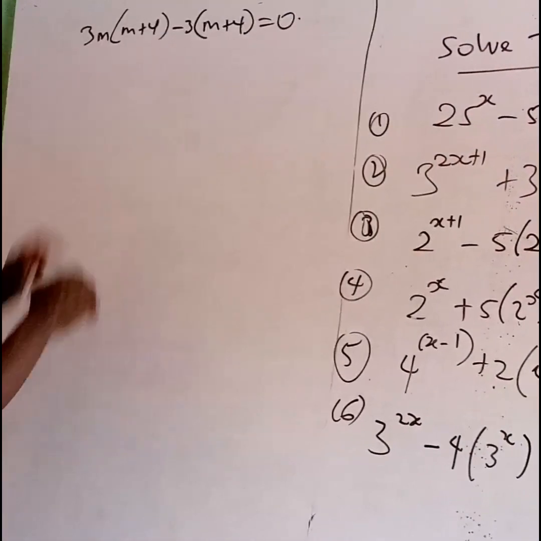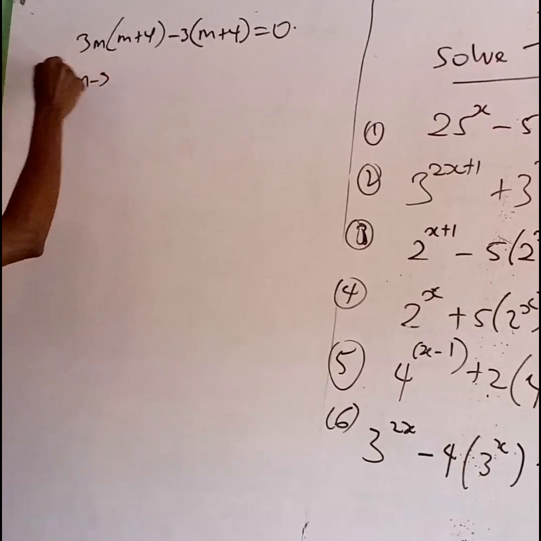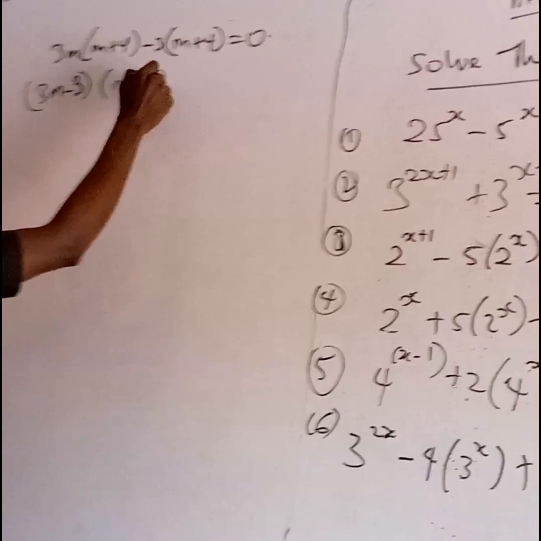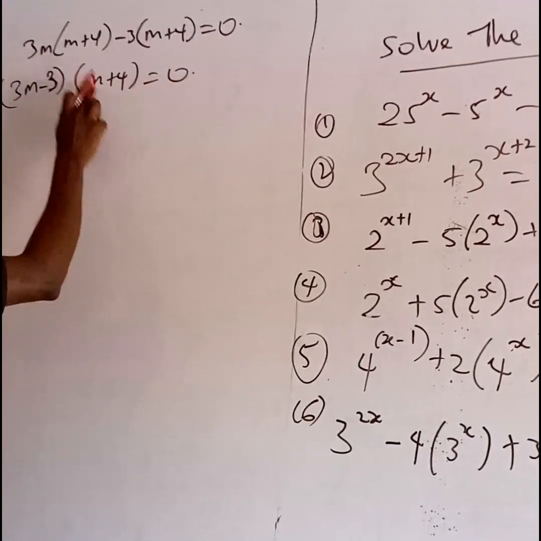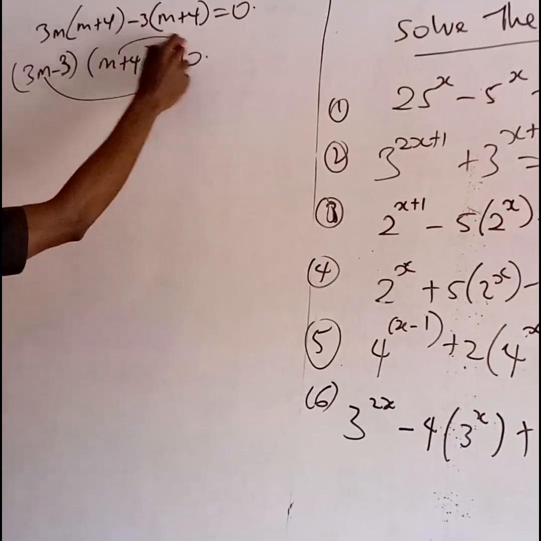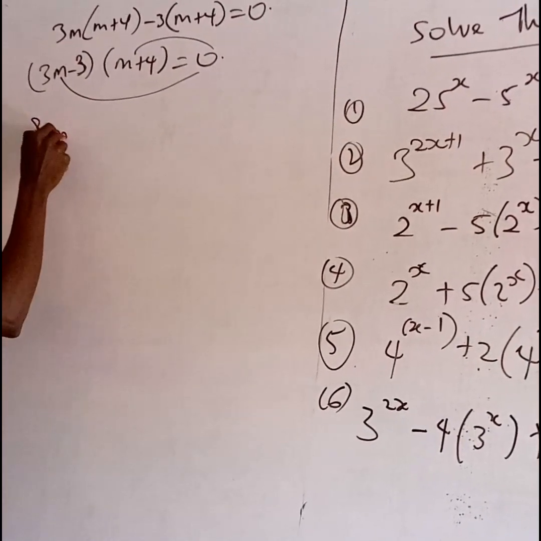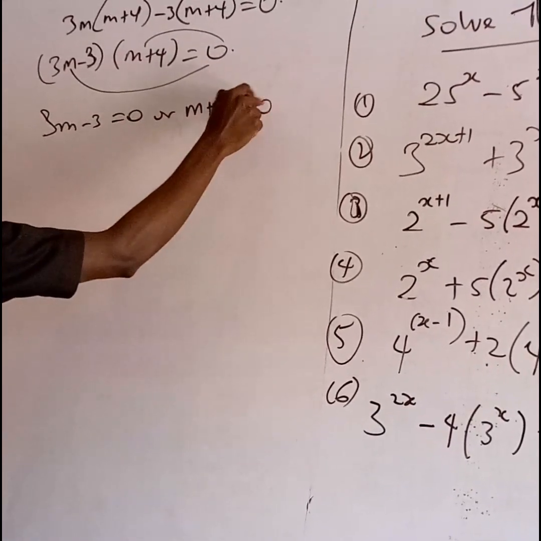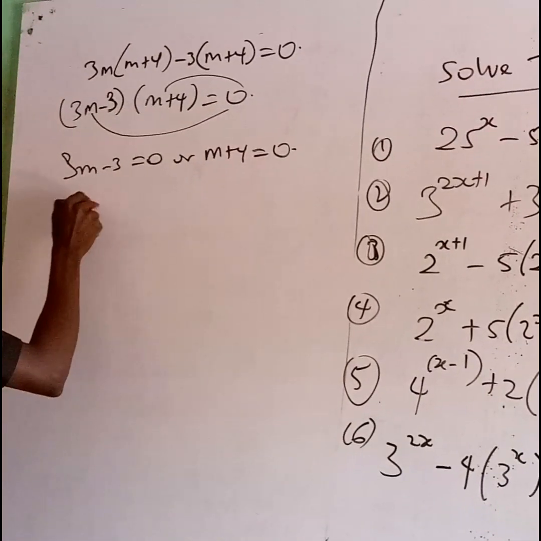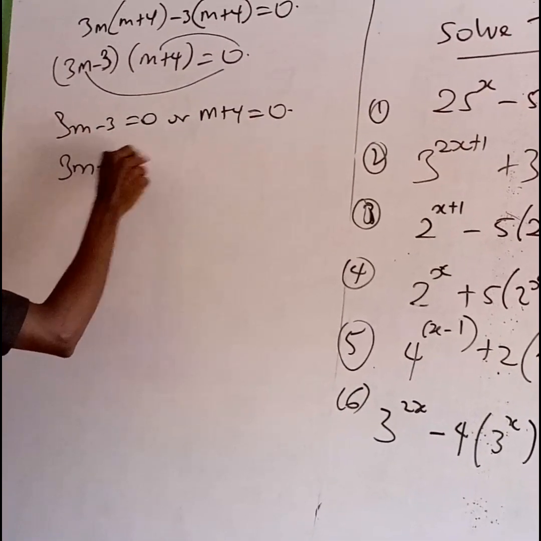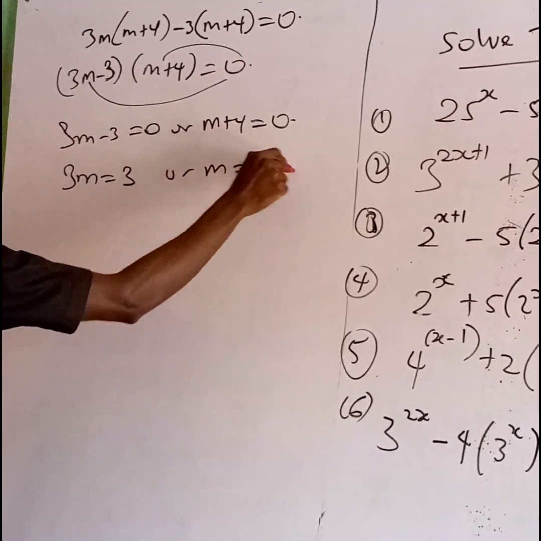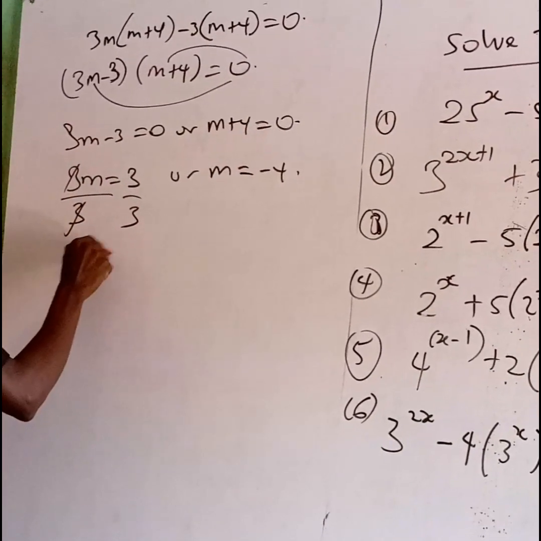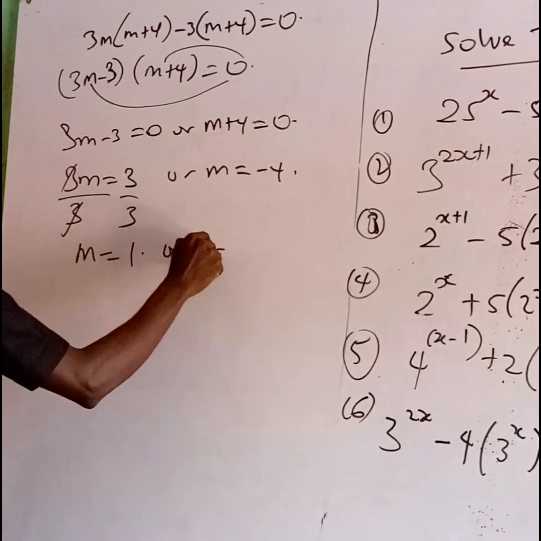So now you pick the two outside the bracket, 3m minus 3. Then you pick one of the two in the bracket, m plus 4, equal to 0. This equal to 0, this also equal to 0. So you have 3m minus 3 equal to 0 or m plus 4 equal to 0. So you have 3m equal to 3 or m equal to minus 4. So m will give us 1 or m equal to minus 4.